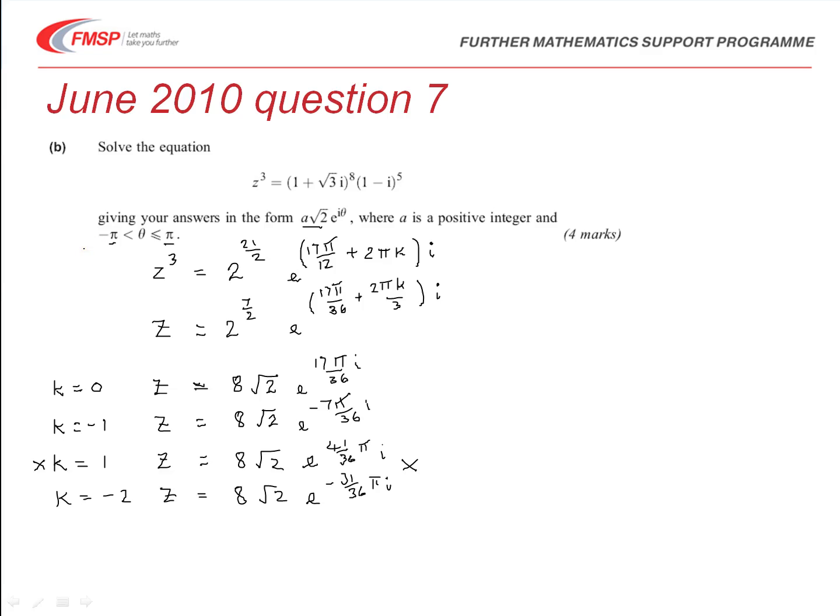Well, it's 4 marks for solving this part. Your method mark here is a key one, realizing how you're going to generate all the possible roots that you require. We're getting the 8√2 here. You'll get a mark. Then for generating these answers, you will get your 3 marks.